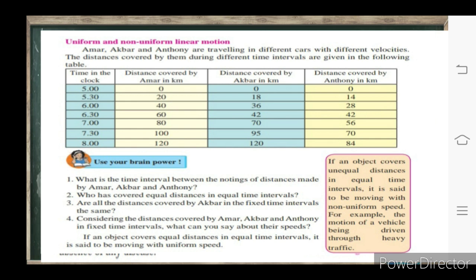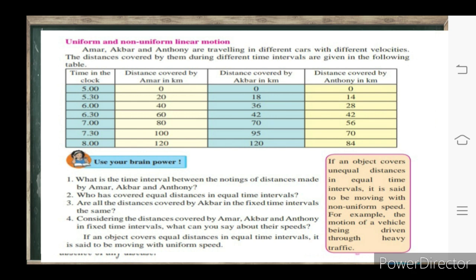Now observe the fourth column. Distance covered by Anthony at 5 o'clock is 0 kilometer. Now 5:30, 14 kilometer, 6 o'clock 28 kilometer, 6:30 42 kilometer, 7 o'clock 56 kilometer. That means the distance covered by Anthony is not equal in equal intervals of time. So this type of motion is also called non-uniform motion.